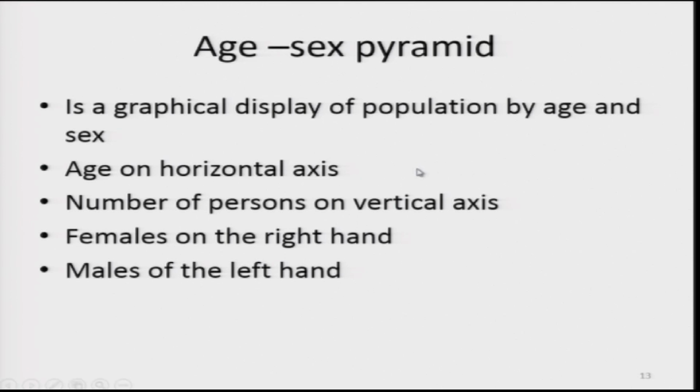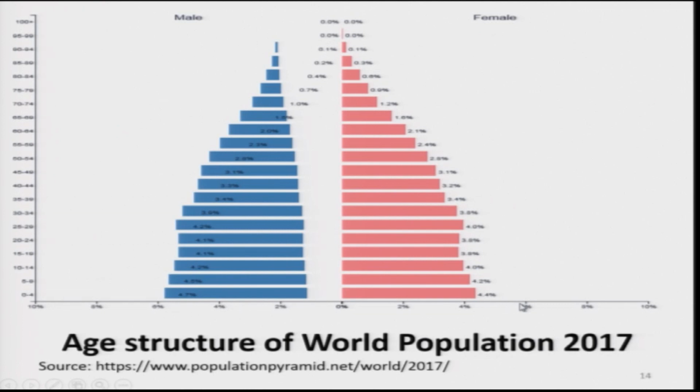Age distribution is often shown in the form of age-sex pyramid. It is a graphical display of population by age and sex. Age is taken on vertical axis, number of persons on horizontal axis, females on the right hand, males on the left hand, and an age structure may look like this. This is males, this is females, these are numbers, number of persons. Here along with these bars, percentages in different age groups are also shown.